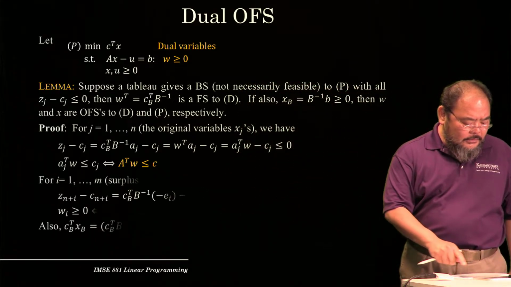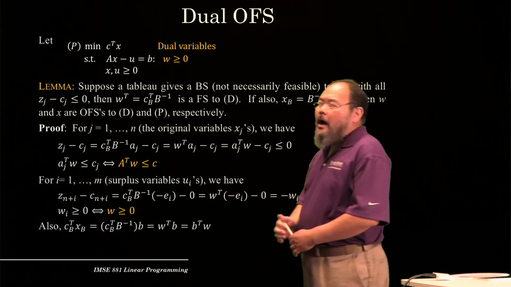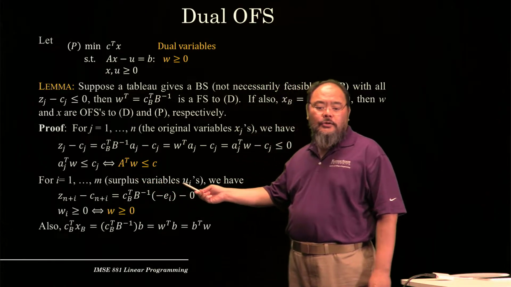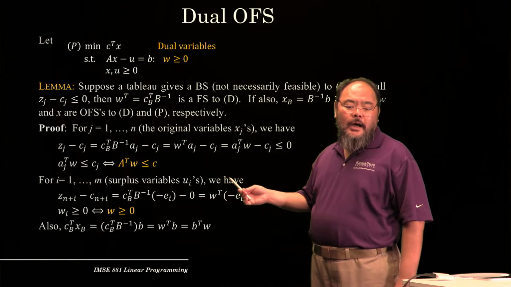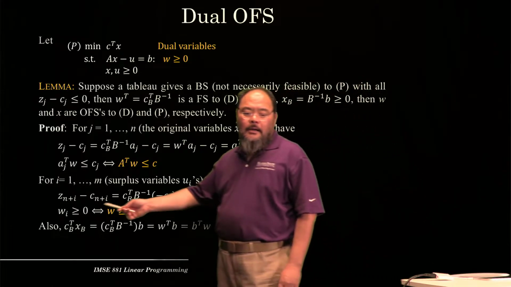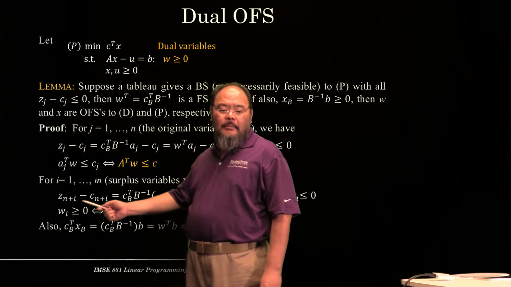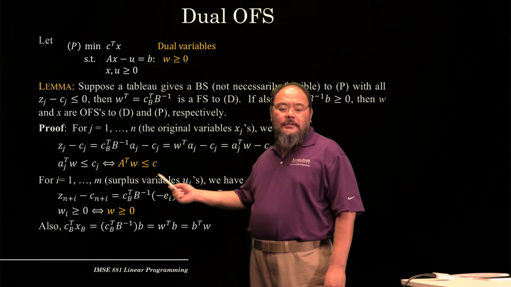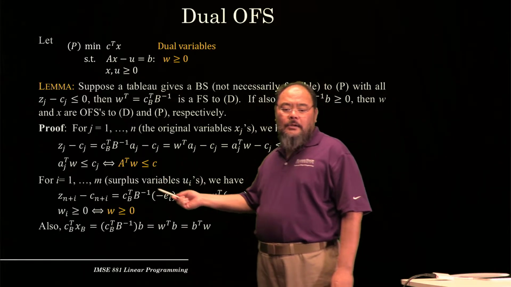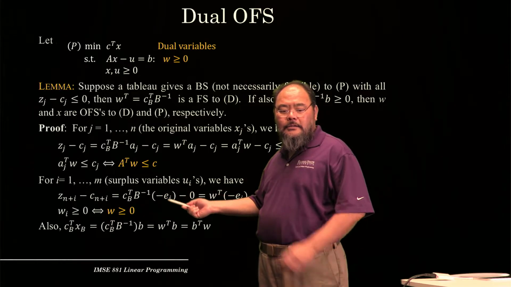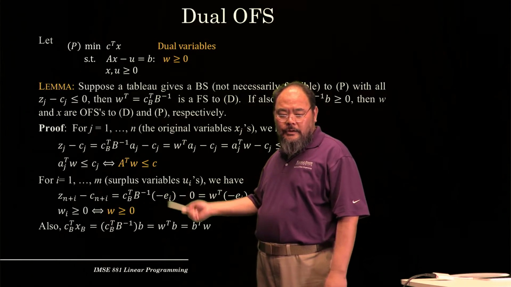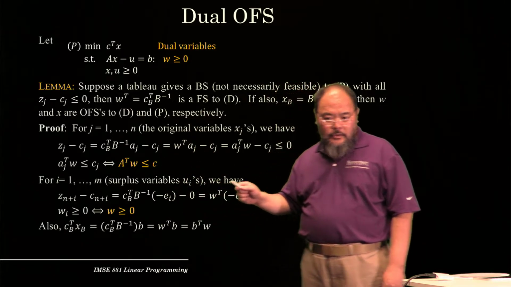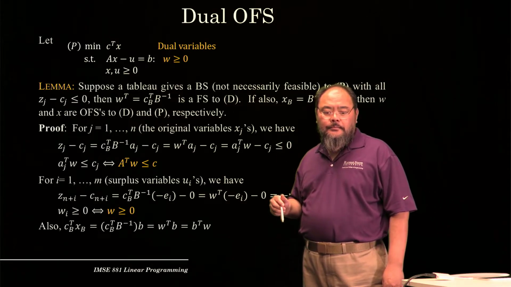Look at the next set. For i from 1 to m, these correspond to the surplus variables ui in the primal, and we have the following zj minus cj: z(m+i) minus c(m+i) equals cb transpose times b inverse times a(m+i). Since they are surplus variables, their aj is actually negative ei, the negative unit vector. So they have a negative one in one of the rows, and the rest of the rows are 0.